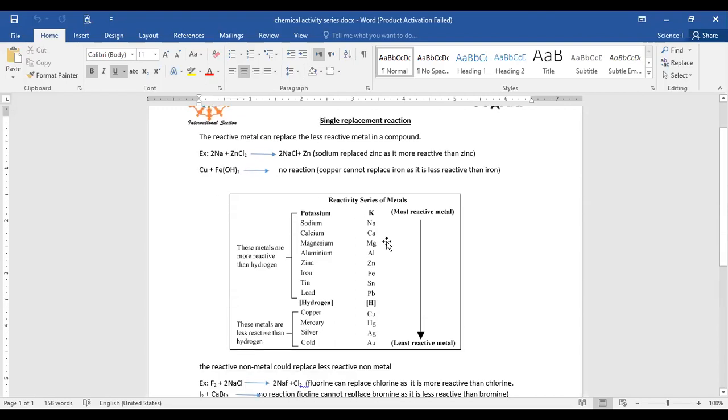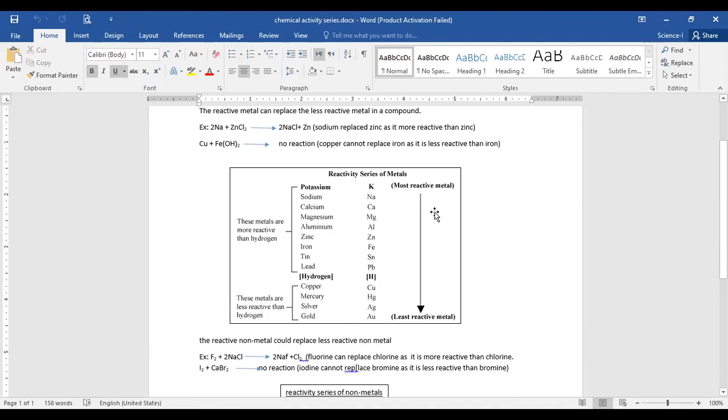So how could we know, guys? Let's see together. In that case, we find this chemical activity series. It already arranges the elements in descending order of reactivity. Lithium, Li, is more reactive, even more than potassium. So we find potassium, sodium, calcium, magnesium, aluminum, zinc, iron, tin, lead, hydrogen, copper, mercury, silver, and gold.